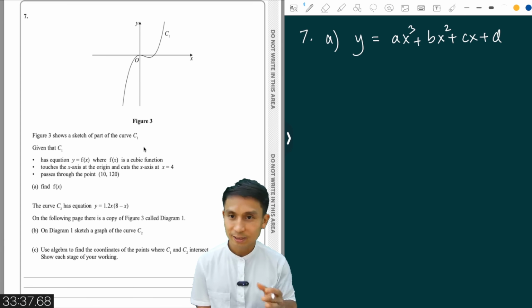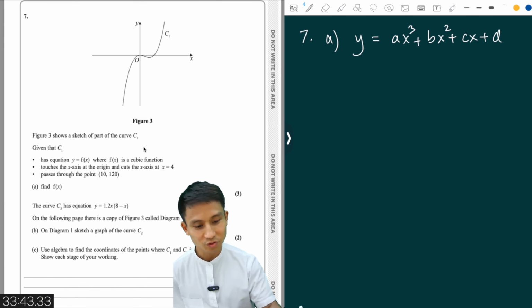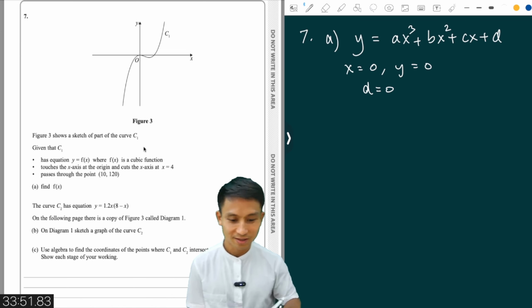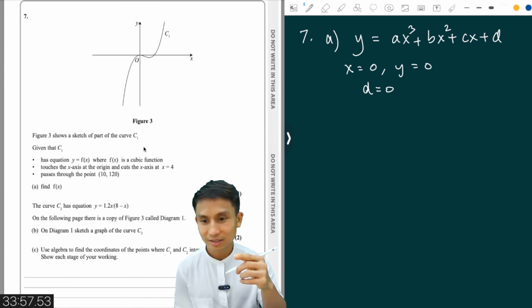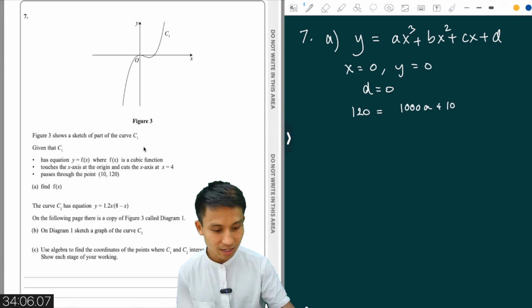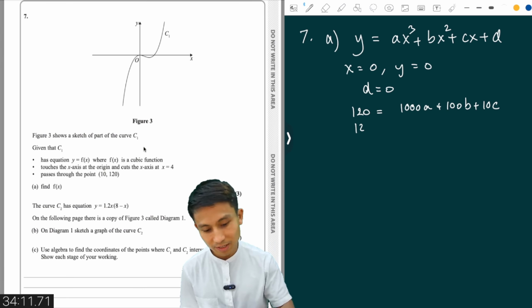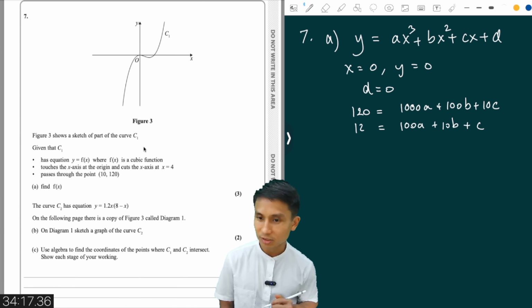Because we also know that 0 is on the curve, already we can put 0, 0 into x and y. So that will make d equal 0, so d goes away. And then if we sub in 10 and 120, we have 120 equals 10 cubed, so that's 1000a plus 100b plus 10c. We can simplify a little bit, so we get 100a plus 10b plus c. I'm going to keep that equation for now.